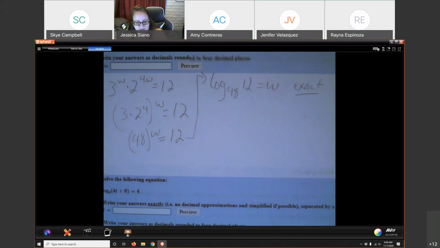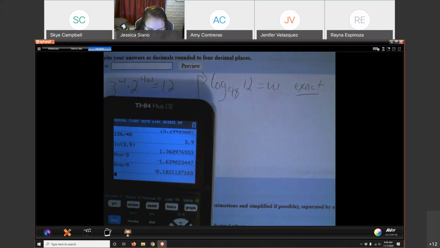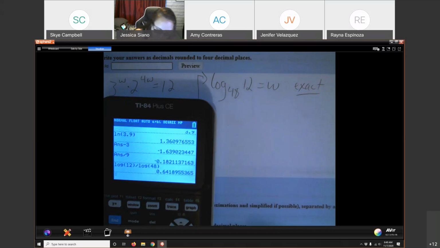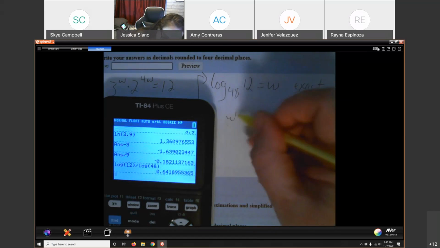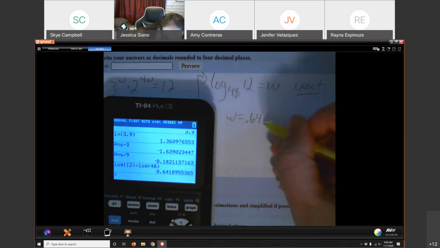And then the log of 12 divided by the log of 48 is 0.6419.